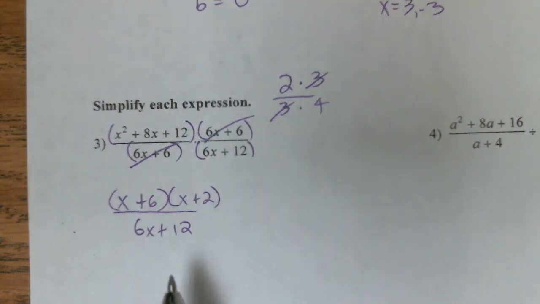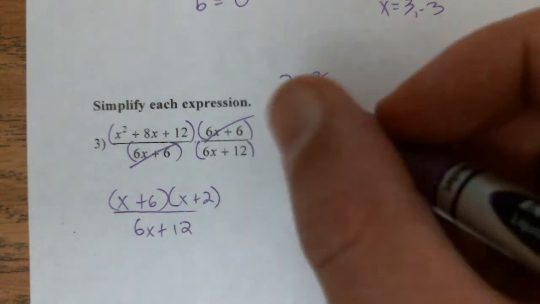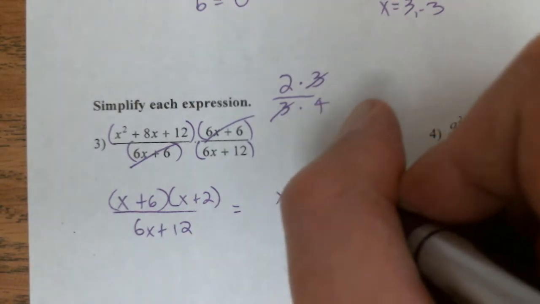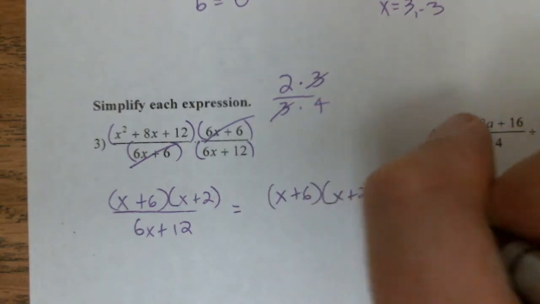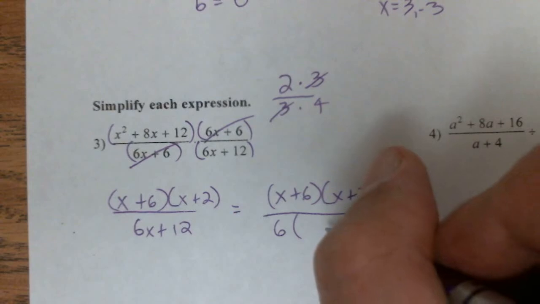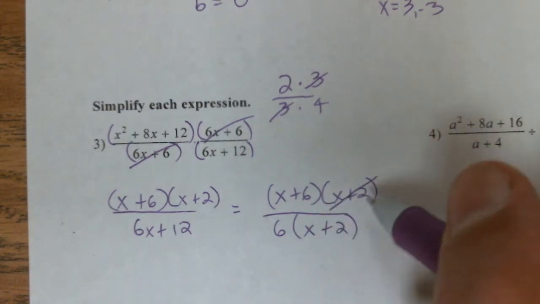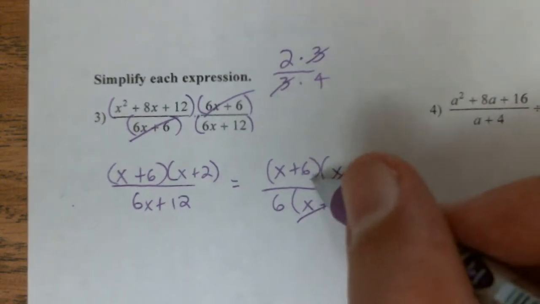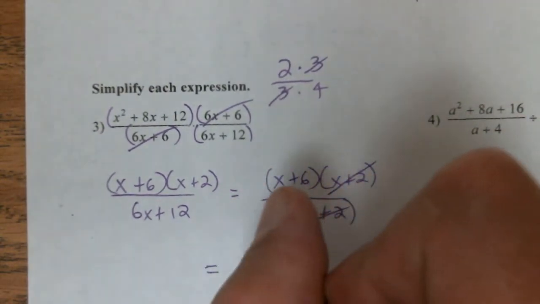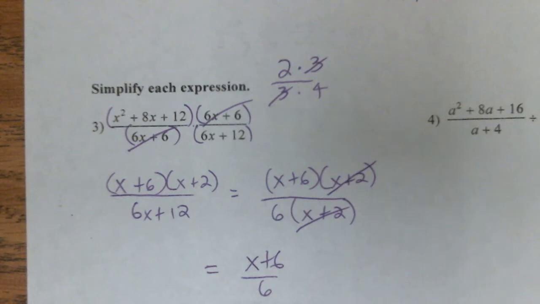And I'm still not done yet. I can still factor the denominator. I can pull out a GCF. So that's going to be x plus 6 times x plus 2 on top. If I pull out a 6, that's going to leave me with x plus 2. Oh, now look. Now the x plus 2's will cancel and go away, and I'm simply left with x plus 6 over 6.